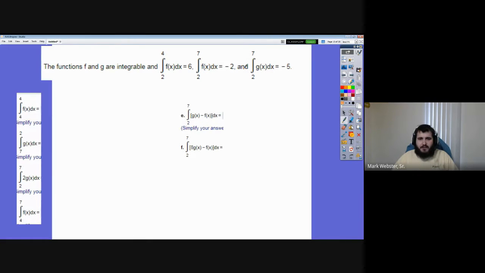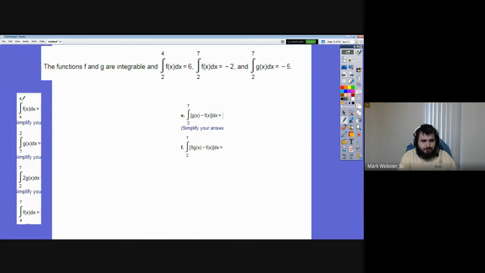So here we have three different integrals that are sort of slantwise defined, like, okay, this, whatever it is, gives you 6. This, whatever it is, gives you -2. This, whatever it is, gives you -5. Fine. Cool.